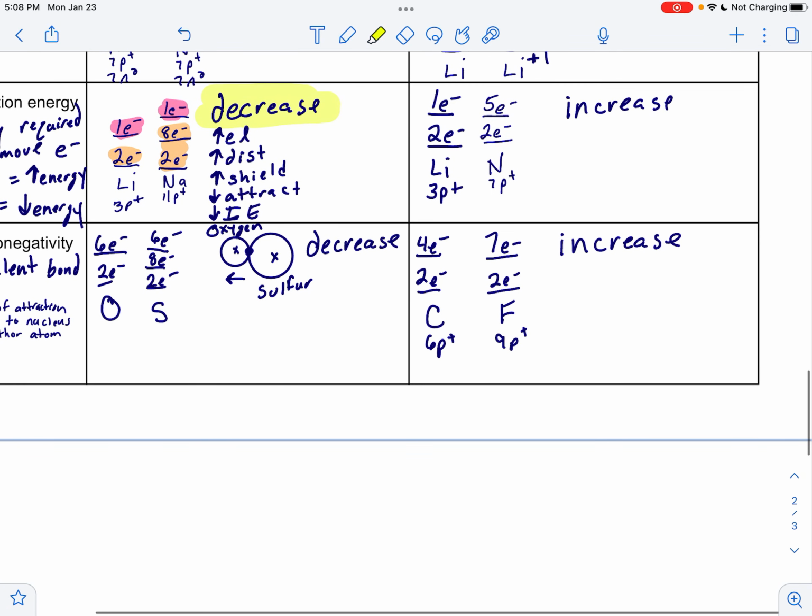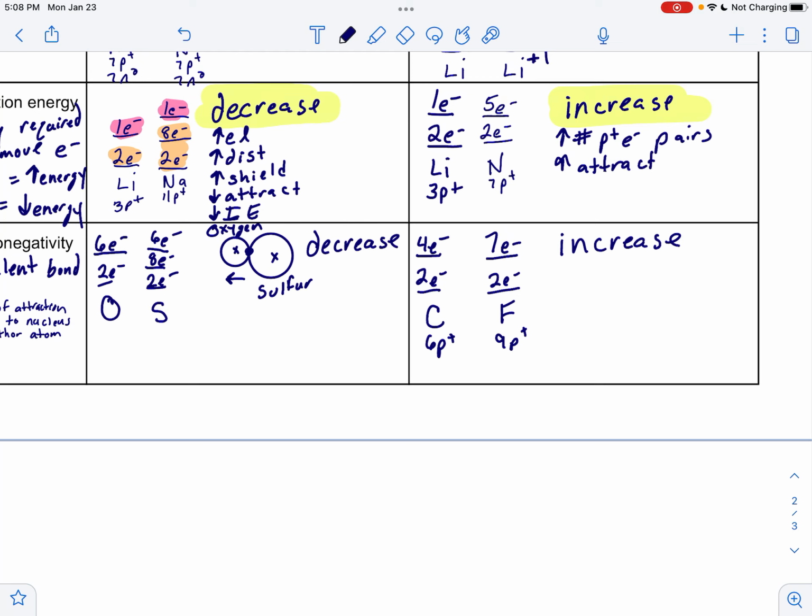As I go across the period, my attraction increases. Why does my attraction increase? Because I have a higher number of proton-electron pairs, which means higher attraction, as we just said, which means it's going to require more energy to remove the electron from the atom.